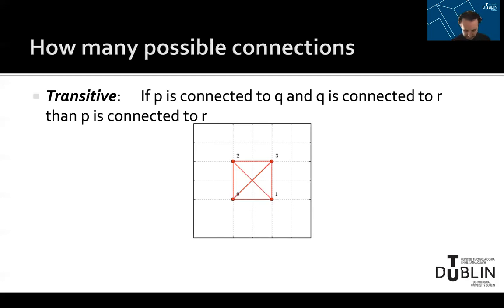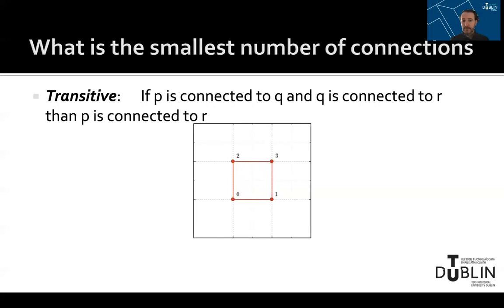Now, transitive. If 0 is connected to 1 and 0 is connected to 2, then 1 is connected to 2. If P and Q are connected and Q is connected to R, then P and R are connected. So that means if 0 is connected to 1, connected to 3, you don't have to connect 0 and 3.